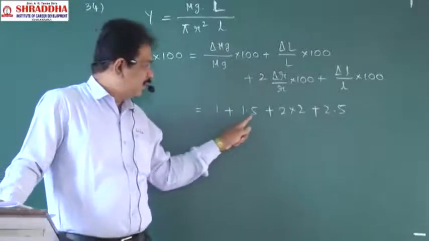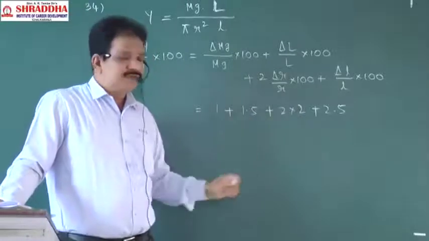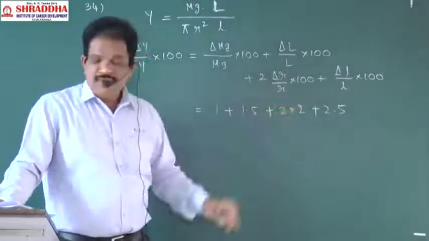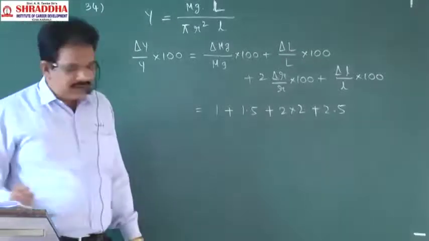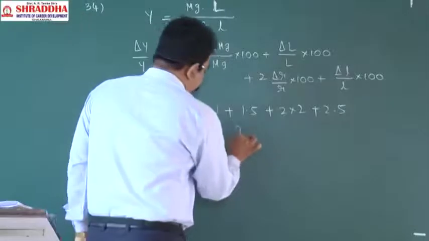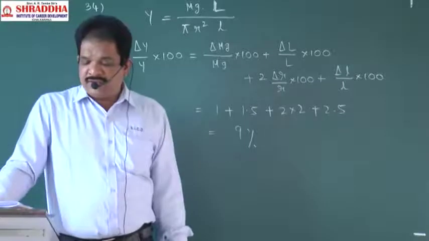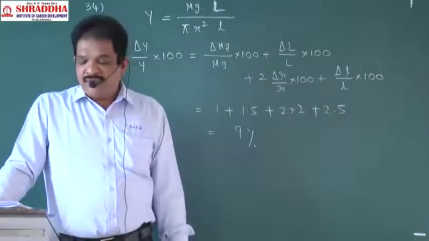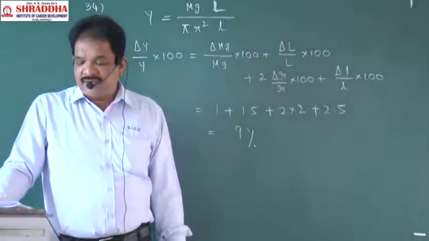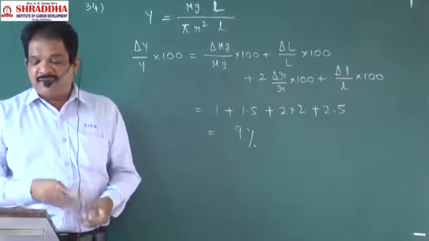So 1 plus 1.5 is 2.5. 2.5 plus 4 means 6.5. 6.5 plus 2.5, this value will be equal to 9%. So the Y value means 9%. Next, 35. A wire has mass given, radius given, length given. Maximum percentage error in the measurement of density.